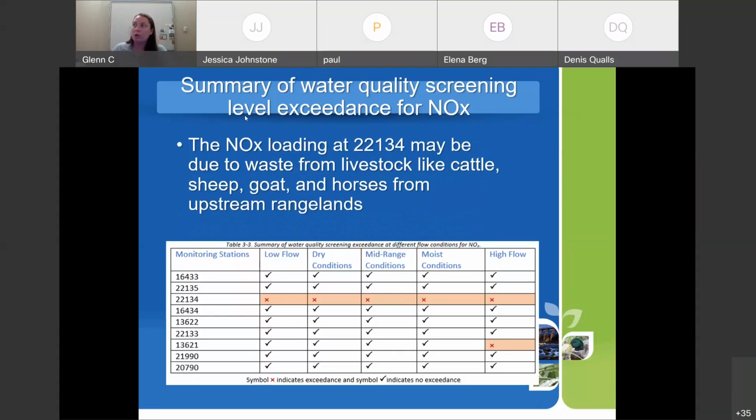So the summary of the water quality screening level exceedance for NOx, and this is in Soap Creek, and the exceedance here was exceeding in your low flow, dry conditions, mid-range conditions, moist and high flow conditions. And this may be due to waste from livestock like your cattle, sheep, goat, and horses from those upstream rangelands. So based on that land use.